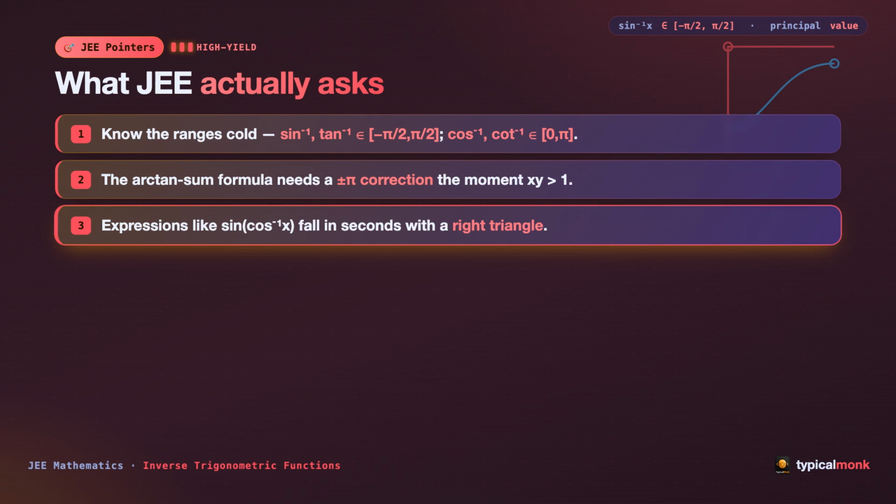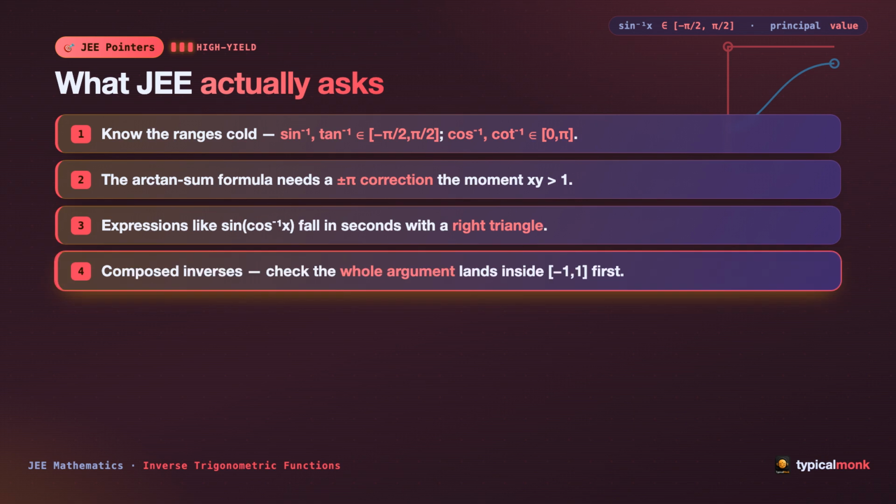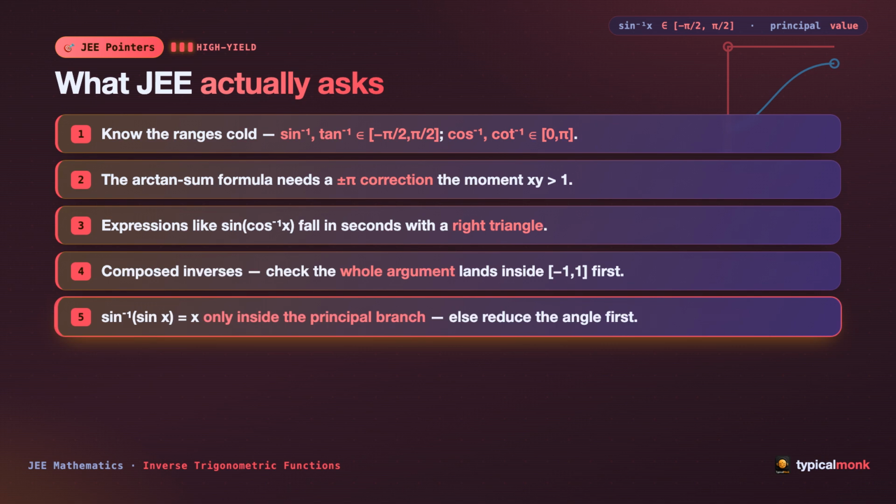3. Expressions like sine of cosine inverse x or tangent of sine inverse x fall in seconds once you drop a right triangle and read off the missing side. 4. For a composed inverse like sine inverse of 2x, check the domain first. The entire argument, 2x, must still land inside -1 to 1 before anything else matters. 5. Sine inverse of sine of x equals x only when x already lives inside -π/2 to π/2. Outside that branch, always reduce the angle first. Exactly like our worked example.